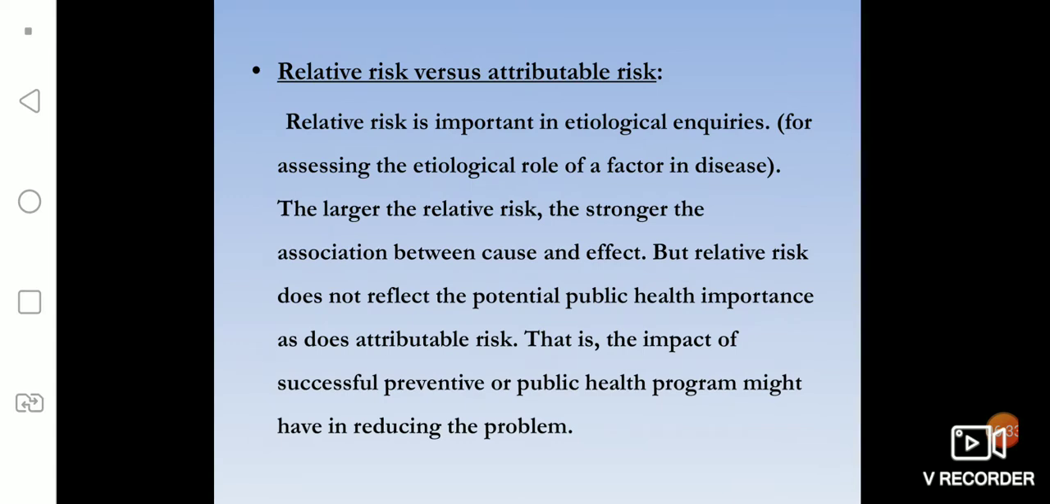Let us see the relative risk versus attributable risk. Relative risk is important in etiological inquiries because it tells you the strength of the association. The stronger the association between the cause and effect, the larger the relative risk. But the relative risk does not reflect the potential public health importance as attributable risk does. That is, the impact of successful preventive measures or a public health program implemented in reducing the problem can be assessed only by the attributable risk.